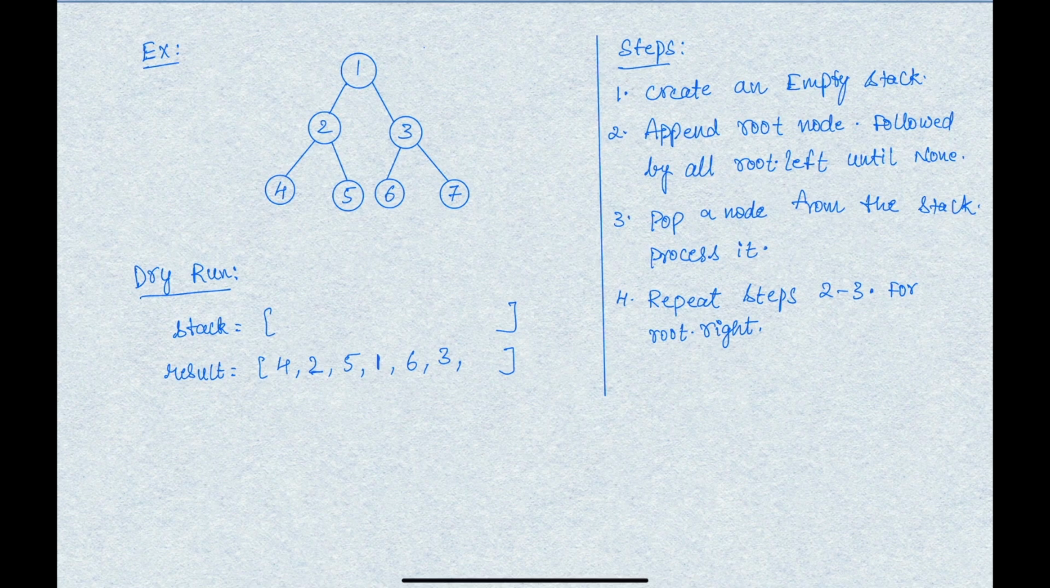Now we are coming to step 4: repeat steps 2 to 3 for the root.right. So the root.right is 7. I am going to append this one to the stack, and all the root.left. There is no root.left for this 7, so we only store 7 in the stack. Now we pop this node from the stack and process it. Processing it is storing it in the results.